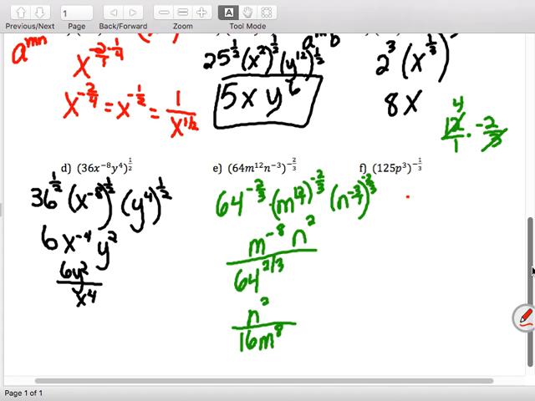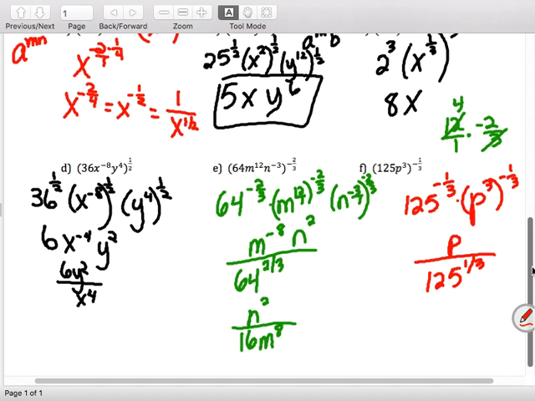All right, let's try the last one. It's going to be 125 to the negative 1/3, p cubed to the negative 1/3. Well, 125 to the negative 1/3 can drop down. P to the 3rd to the negative 1/3, when I multiply, is going to give me p to the negative 1. So that's 1 over the cube root of 125, which is 5, and the p drops down. So that is 1 over 5p.